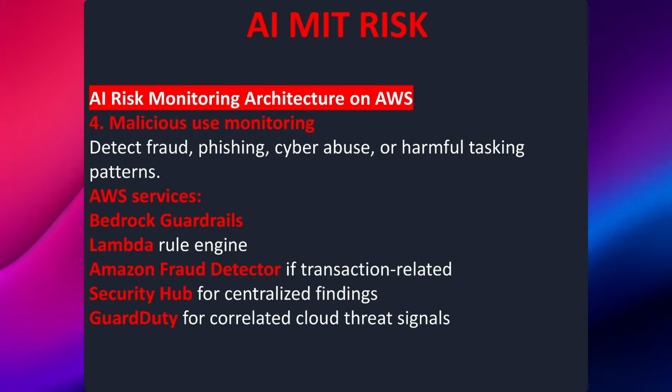Once again, like you said, they're trying malicious use monitoring: detect fraud, phishing, cyber abuse. They have their rules engines. Amazon has Fraud Detector, if you're doing credit card type stuff. They have Security Hub for their security stuff, then GuardDuty for correlated cloud threat signals. Because really, this is before the data actually gets trained, right? People are trying to attack it, people are trying to poison it. People have too much access to the data. So once again, you want to make sure you have least privilege and need-to-know on certain data swamps and different things like that.